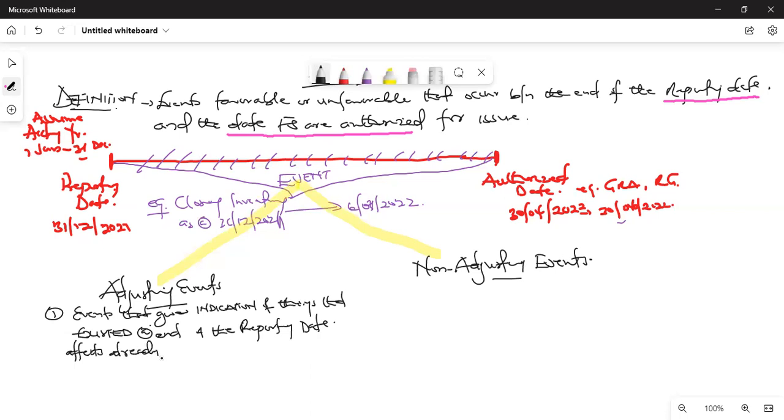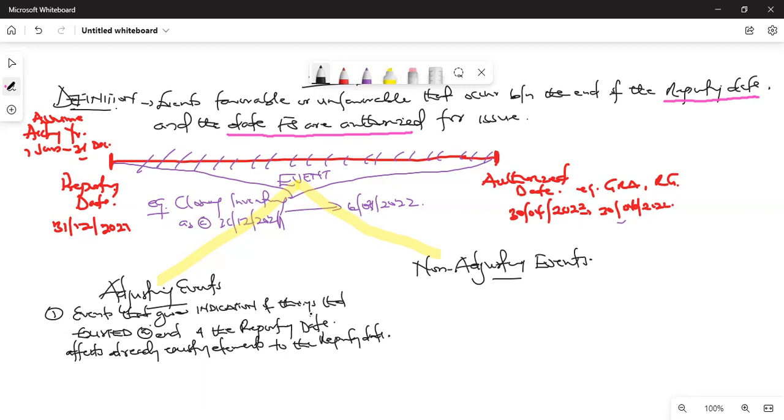already existing elements before the reporting date. All right. So it is not like it is happening afresh, but it's actually telling you an additional story of something that is already existing. All right. So that is that.